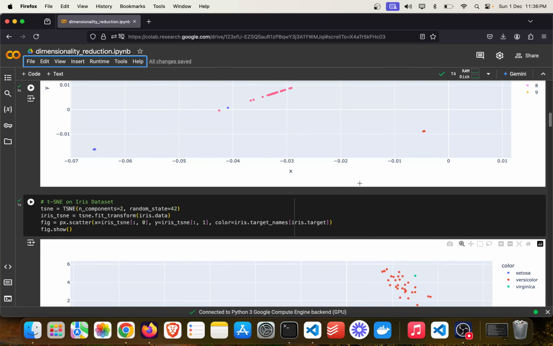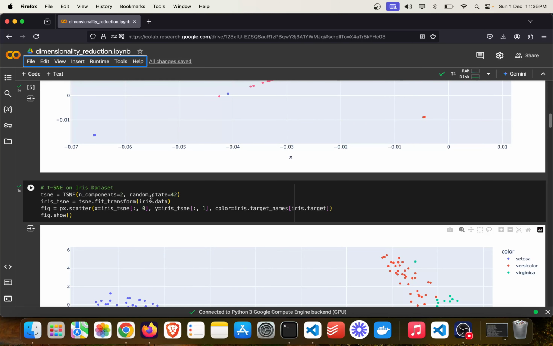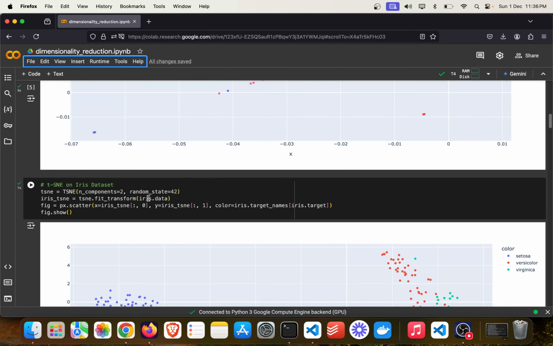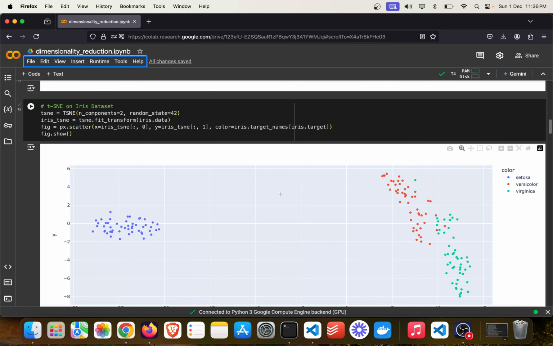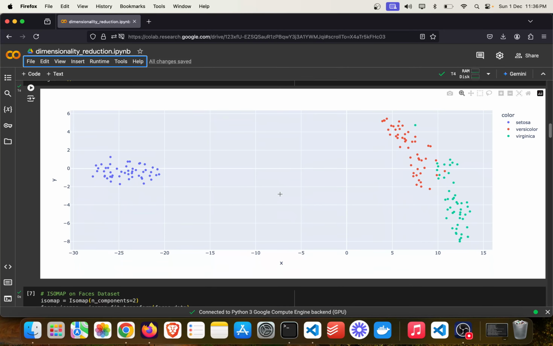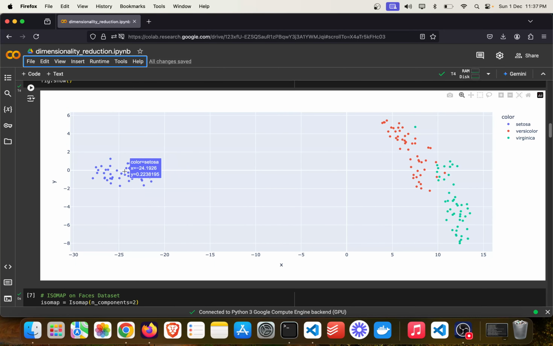Then afterwards we are implementing the t-SNE technique. It's particularly suited for high dimensional data sets, and therefore we are using the iris dataset for this purpose. And afterwards we are doing the same thing. We are plotting the scatter plot for it.